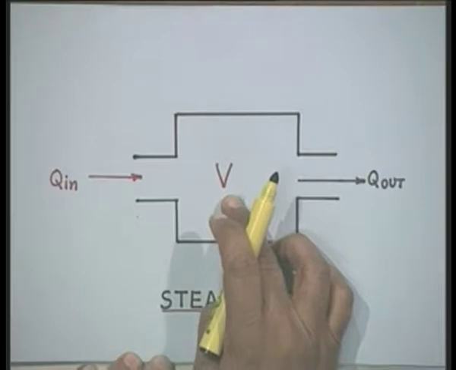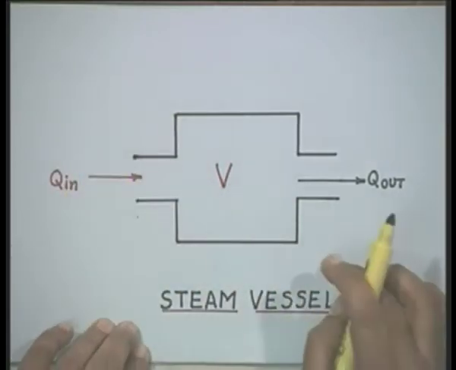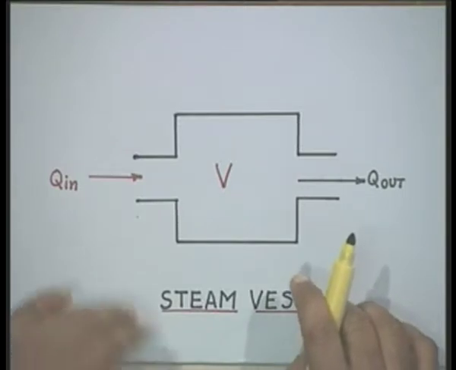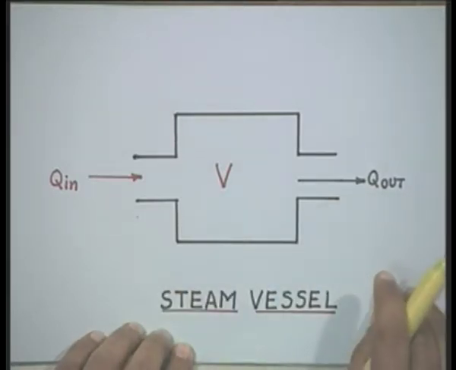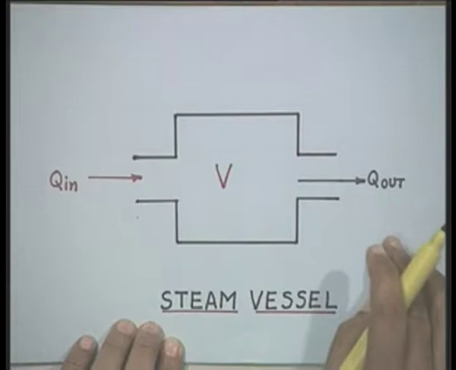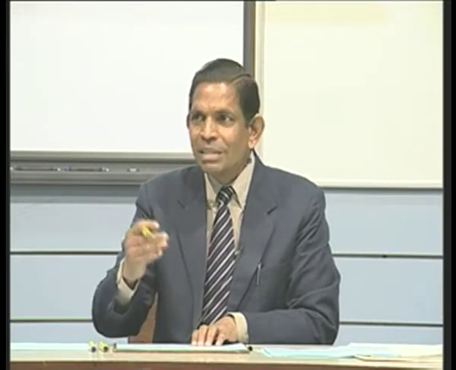Now, in order to develop the model, let us start with a simple steam vessel. Let us say that there is a steam vessel and V is the volume of this vessel. In this vessel, the steam is entering, and let us say that Qin is the steam in kilograms per second which is entering, and Qout is the steam in kilograms leaving. We will develop a transfer function model relating the Qout to Qin, and this basic model will be used to represent various stages of the steam turbine.